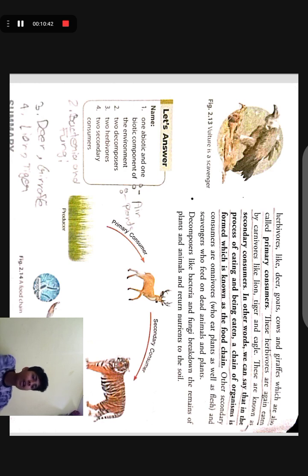Herbivores like deer, goats, cows and giraffes are also called primary consumers. In this picture you can see a vulture is a scavenger. These herbivores are again eaten by the carnivores like lion, tiger and eagle. These are known as secondary consumers. In other words, in the process of eating and being eaten, a chain of organisms is formed which is known as a food chain.